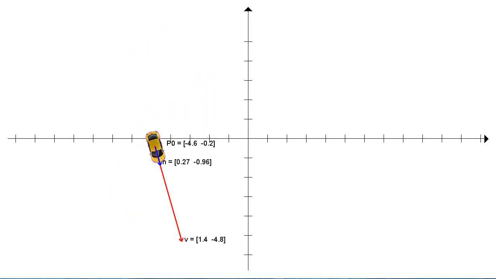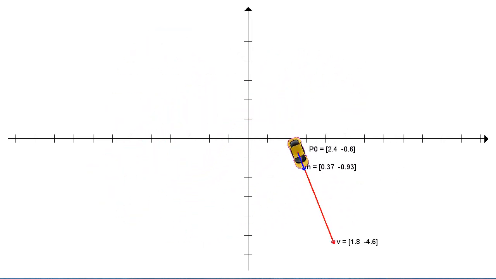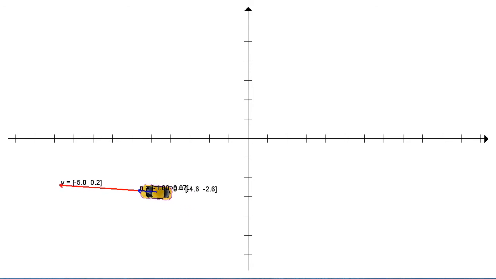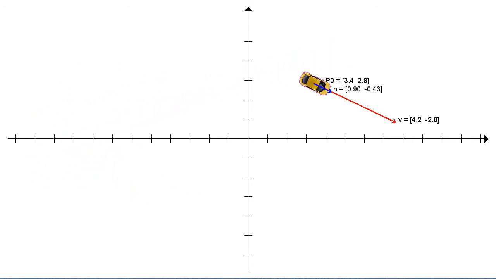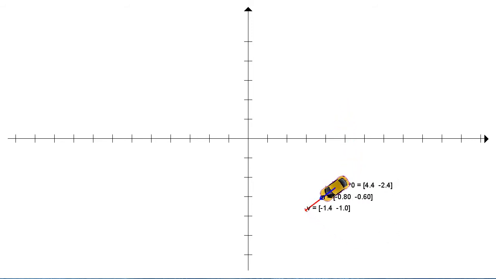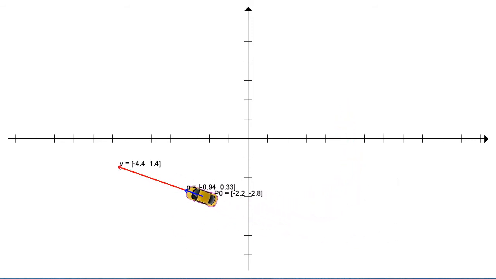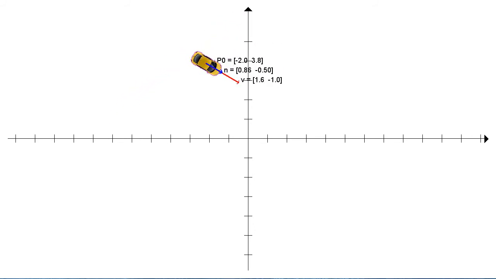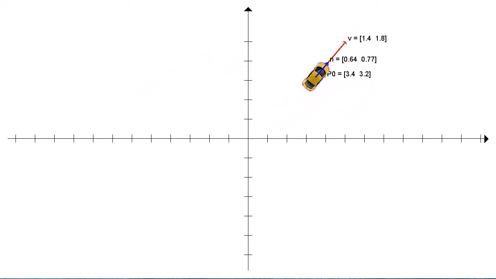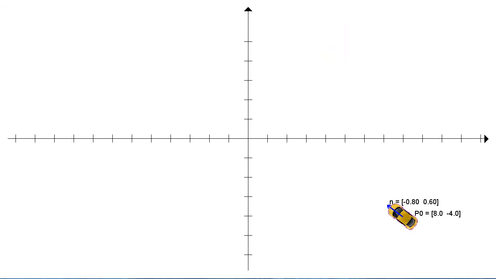It is always pointing in the direction of motion, so the blue direction vector and the red velocity vector will always overlap. But the velocity vector will change its magnitude with the speed. The faster it is moving, the longer the velocity vector, and the other way around. Let's now go back to the initial position, accelerate the car, and pause when it achieved its maximum speed.